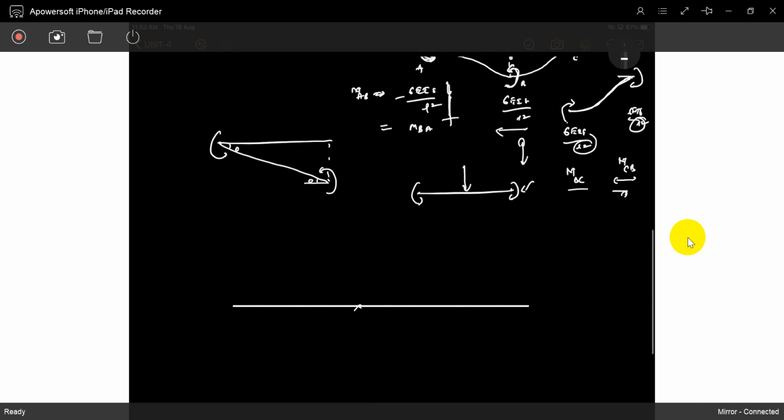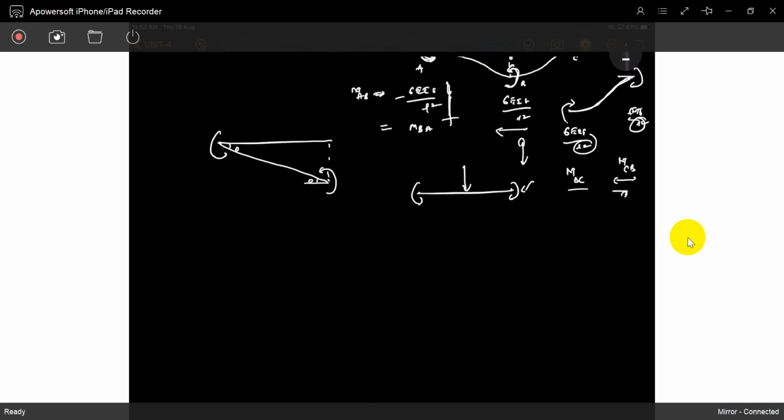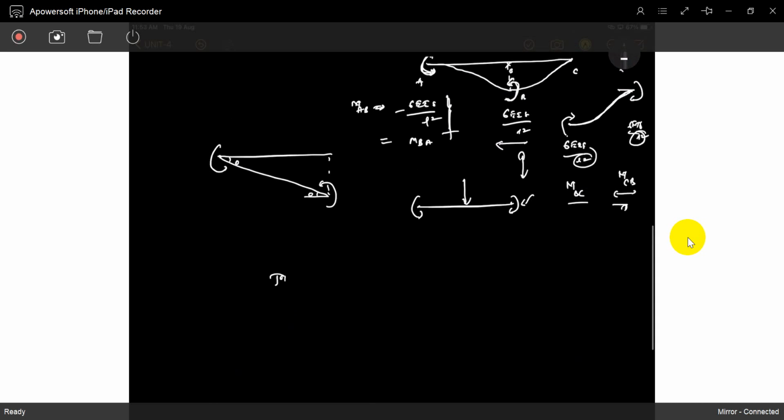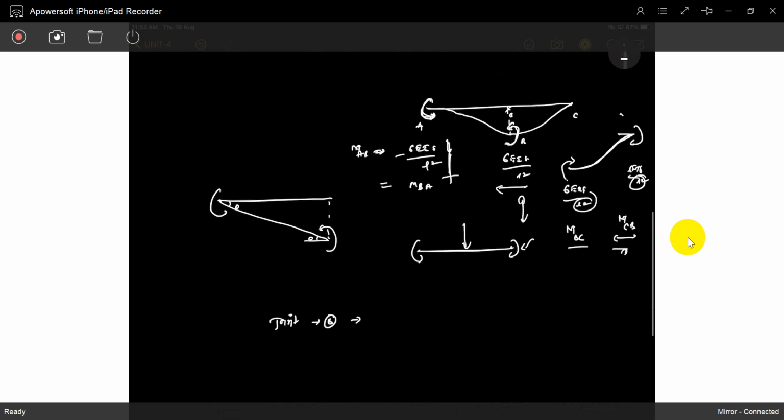So no need to draw. First we have to find out the distribution factors. So joint B is there. A is fixed, so we have to take 4EI by L. L is 3 meters.